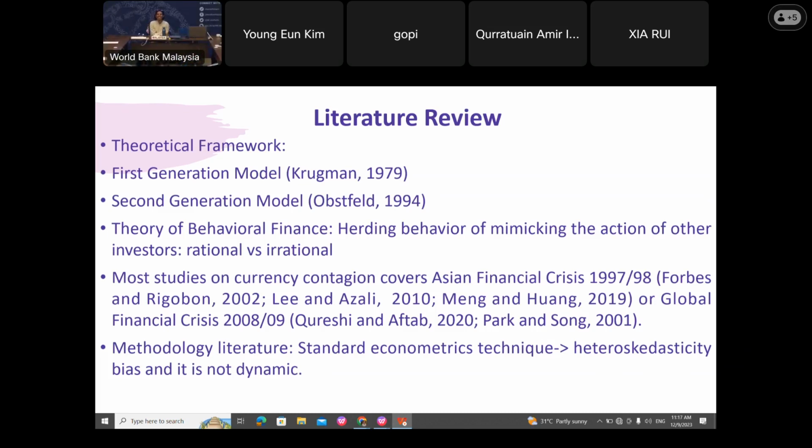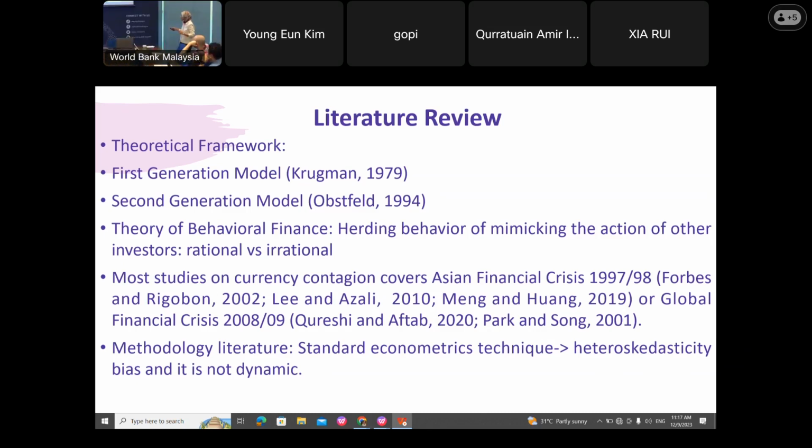Thank you. Yes. So more studies here on the currency contagion cover the Asian financial crisis 1997-98, and among others, Forbes and Gabon 2002, Lee and Azali 2010, Meng and Wang 2019, or the global financial crisis in 2008-2009, such as Croatia and Afta 2020, Park and Song 2001. So the methodology that we're going to use here, instead of using the standard econometrics technique, is what we call wavelet analysis, which I will show later.